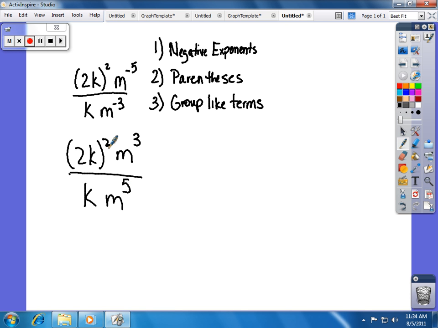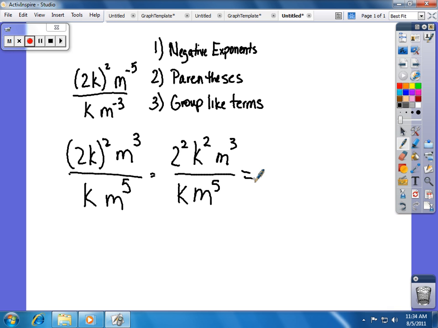Now when I have an exponent on the outside of the parentheses and there's multiple terms on the inside, this exponent will get applied to each term within the parentheses. Okay, so this is now, instead of 2k squared, it is 2 squared k squared. Okay, and the m to the third and m to the fifth, oh, sorry, there's a k there, do not change. Okay, and now the next step that I advise is to group together your like terms.